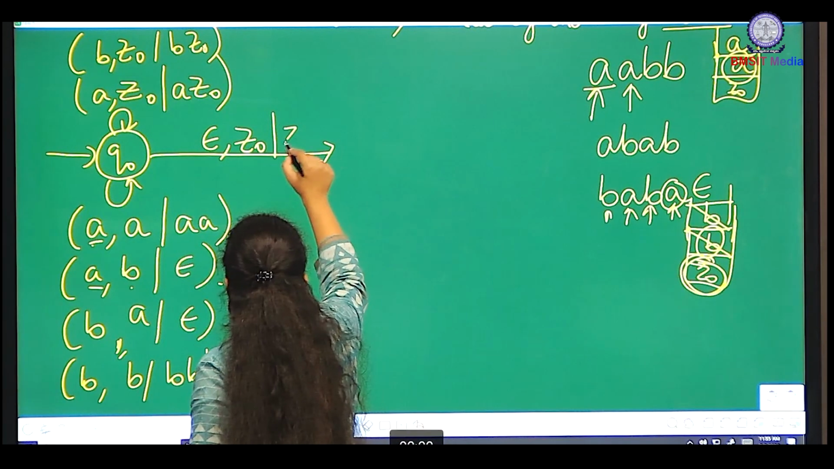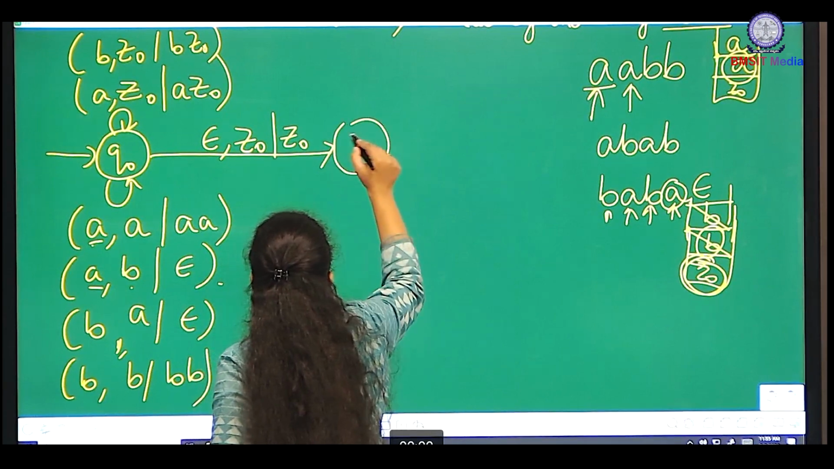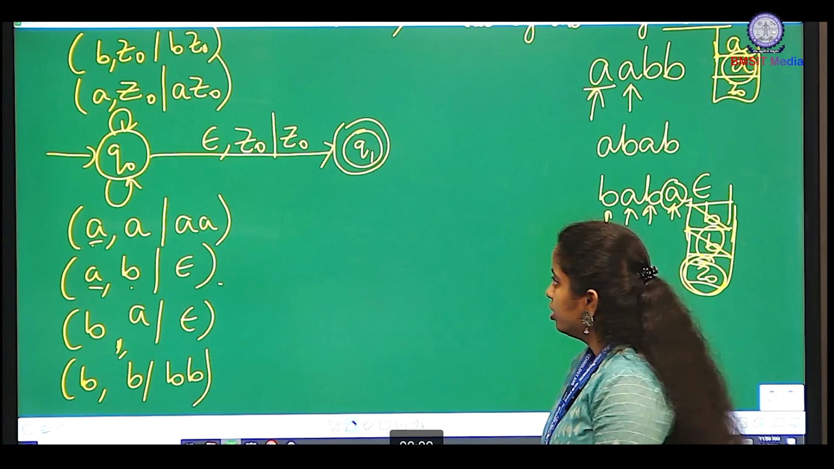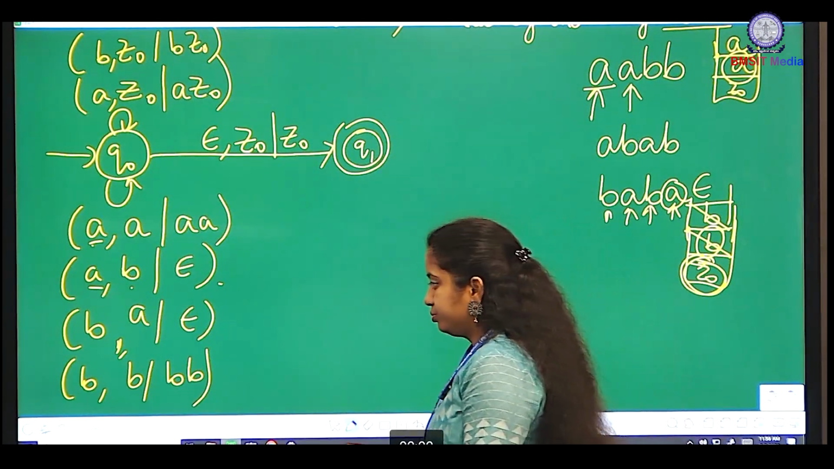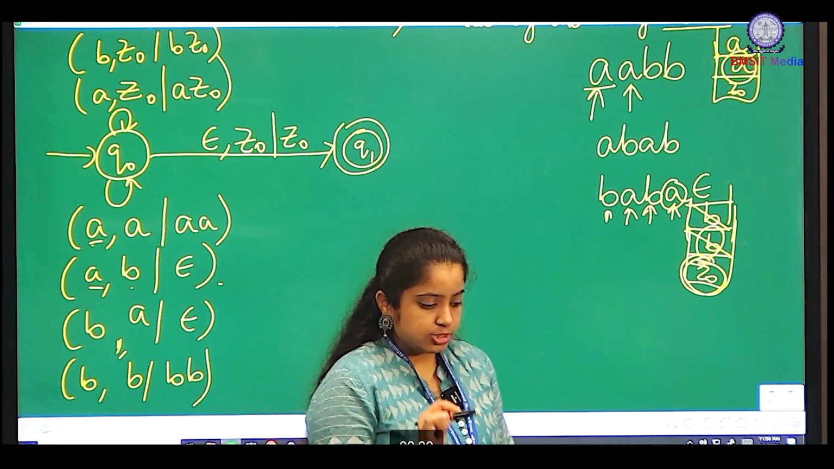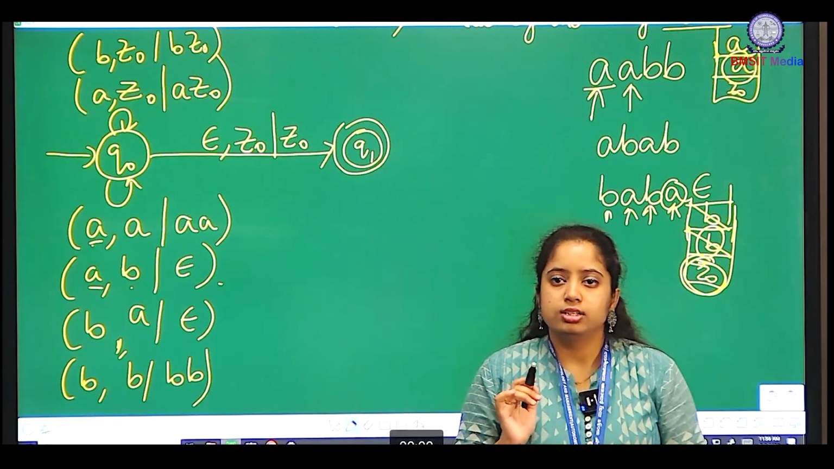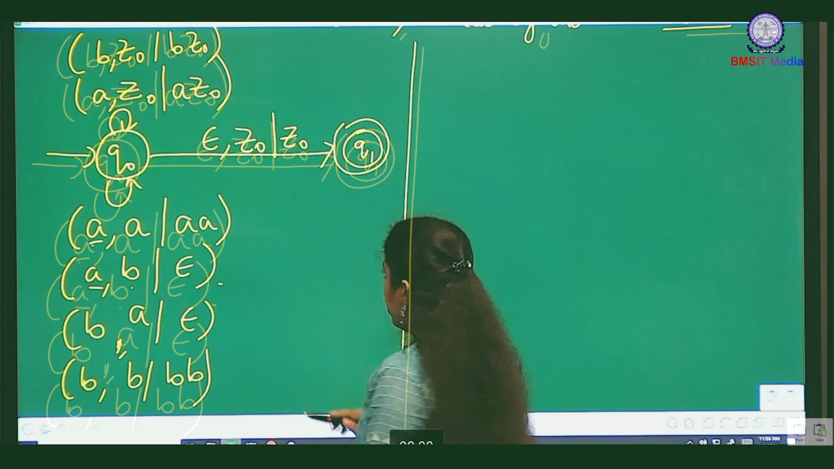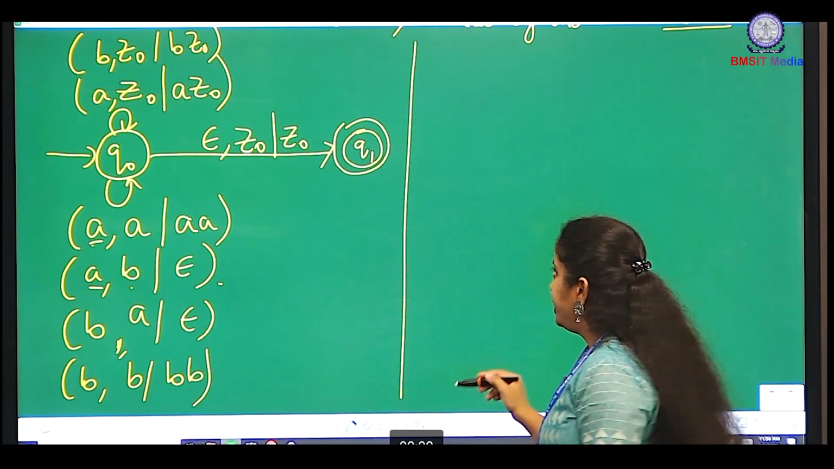What do you do? Accept it by final state. So keep the stack as it is and reach final state Q1. So this is how you write the PDA for accepting a string W with the number of A's equal to the number of B's. So how do we write the transition function for this? We will just write the transition function for the same PDA.